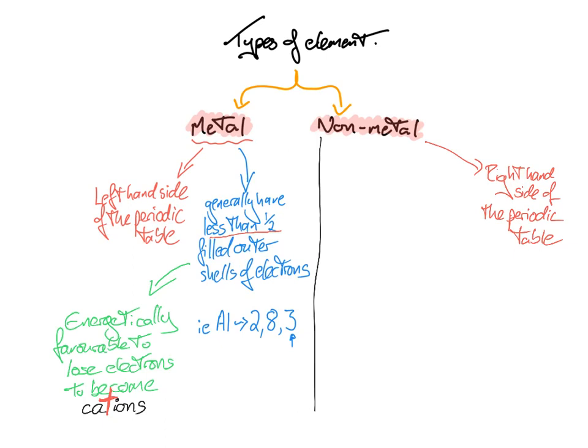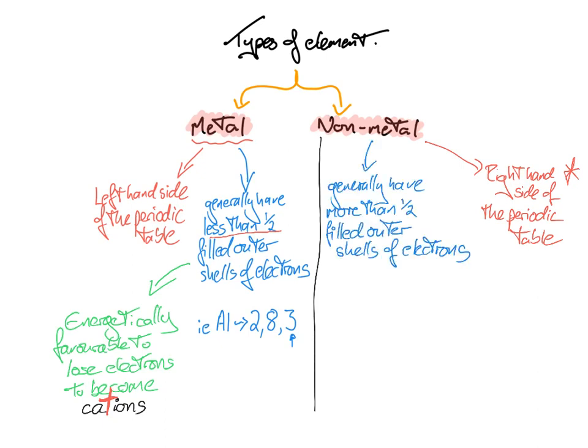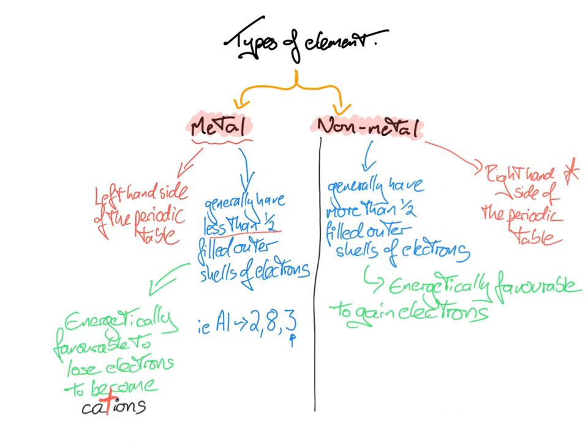So as you might expect, non-metals, generally the opposite. Okay? They are generally found on the right-hand side of the periodic table. They generally have outer shells of electrons that are more than half full. Having outer shells that are more than half full, generally, it is energetically more favourable for them to gain electrons rather than to lose. If you think about it, if you have an outer shell that is more than half full, you will be gaining less electrons than you will be losing to get up to that full outer shell. But it is not about a full outer shell, it is about what is energetically favourable.